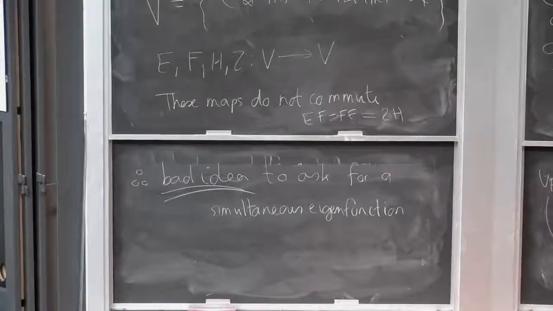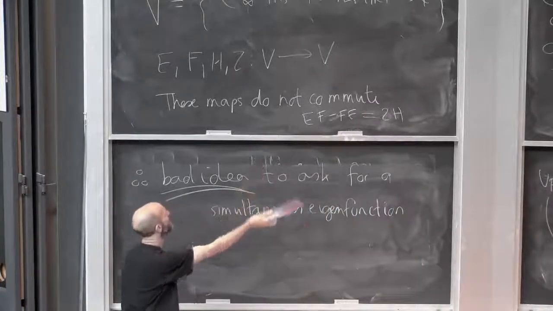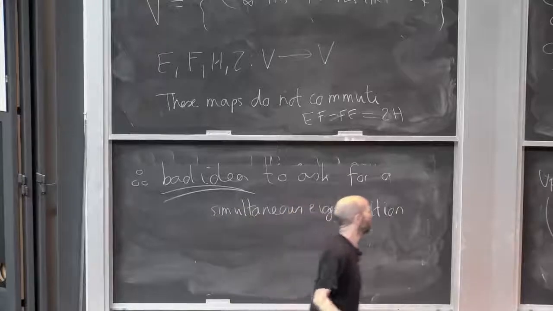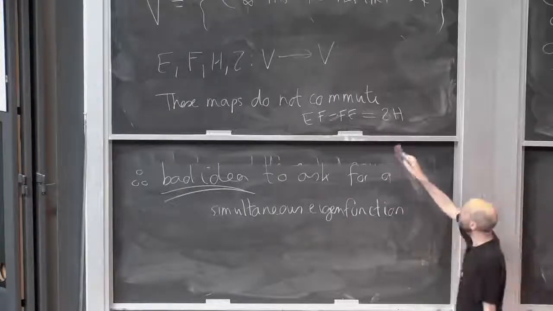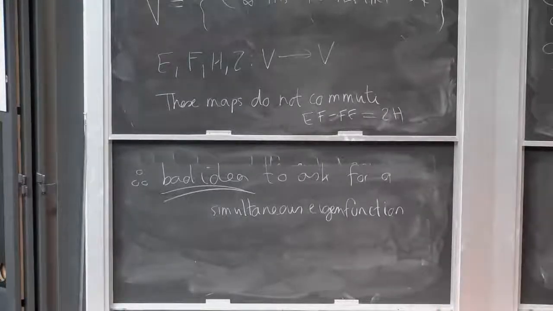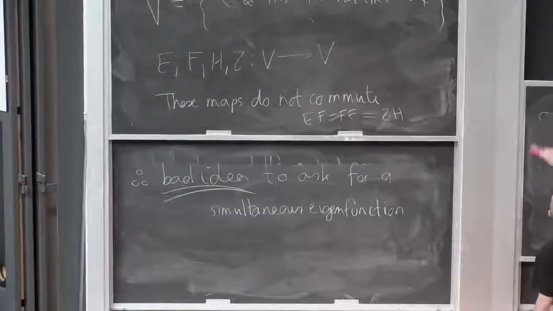So we've got to make some kind of sense of this. I don't know what I want the answer to be. I want to find some kind of structure. This is a problem. They don't commute. I'm going to fix it. So let me talk about universal enveloping algebras.